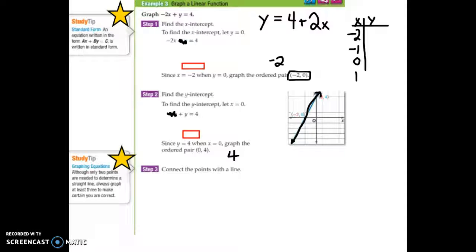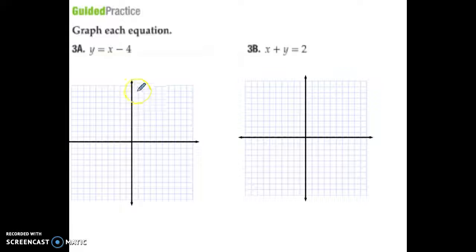Alright, so just a quick glance here. Okay, this one right here, I would use the chart method because y is by itself. This one I would use the intercept method. Alright, so I'll leave those up there for you to practice.